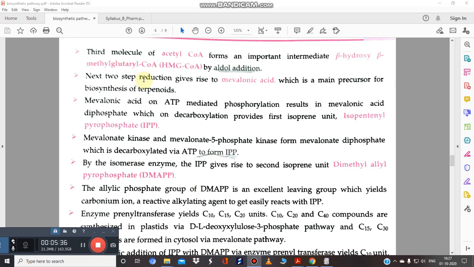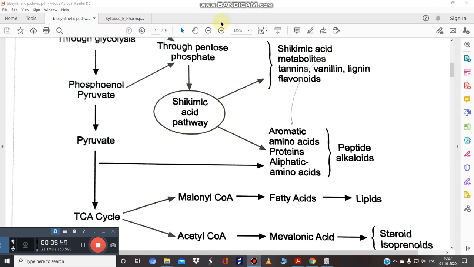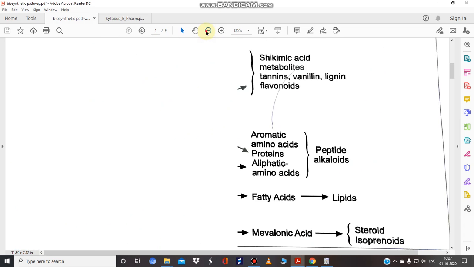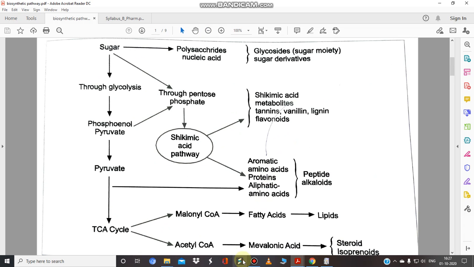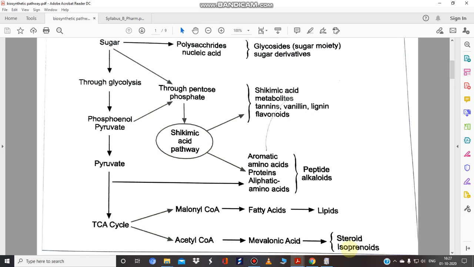Now, the next step is the reduction that will give rise to the mevalonic acid, which is the main precursor of the terpenoids. See here, this mevalonic acid is the precursor. Look at this. This mevalonic acid is the precursor of what? Steroids and isoprenoids. And we know the basic unit of the terpenoids is the isoprenoid.